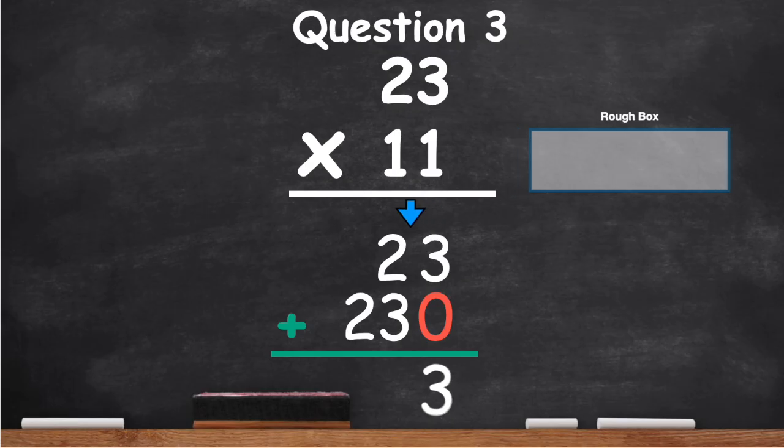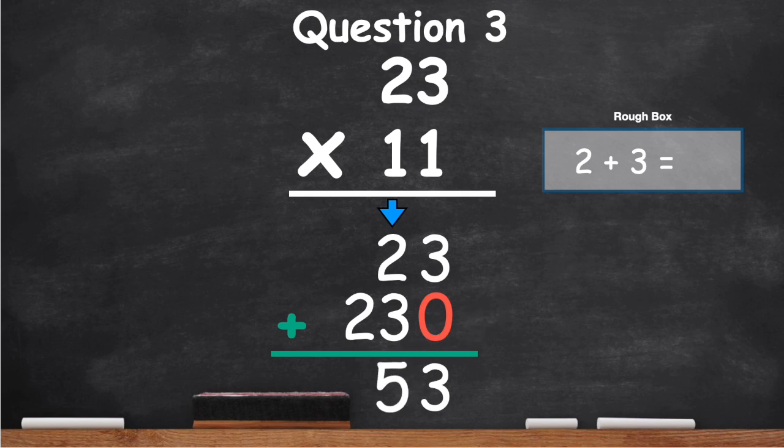Now we're going to do the next column. So we're going to do 2 plus 3. 2 plus 3 equals 5. So we're going to write 5 in the answer section of the tens column.